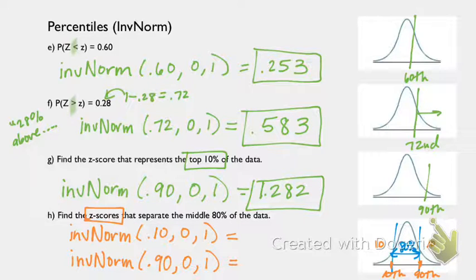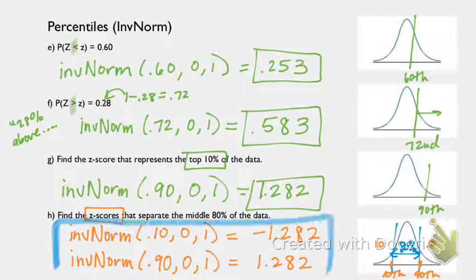So what did you get for the 10th percentile? -1.282. And then what did you get for the 90th percentile? 1.282. So when you see a question like this, if they are like mirror images of each other from the middle, they're going to be the same z-score, but the lower one will be negative, the upper one will be positive. So you really only need to find one, but your answer would be both of them. It doesn't hurt to type in both just to make sure you did the right thing.